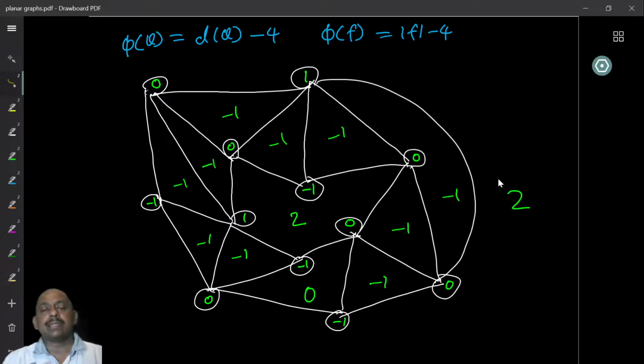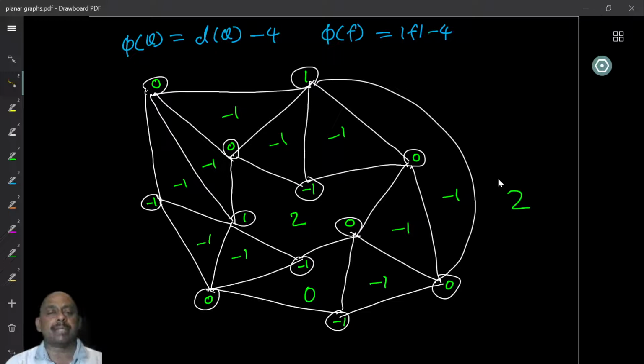Now, the idea of the discharging method is to somehow show some structural property of the graph, right? So in this particular example, we want to show some vertex which is incident to some face, so that the degree of the vertex plus the length of the face is at most 8. Okay?